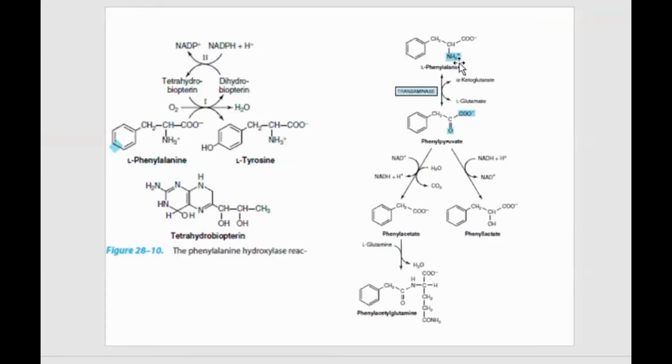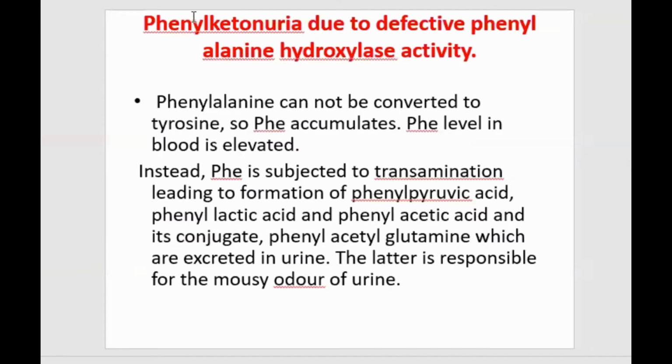See, the phenylalanine, now instead of being acted upon by phenylalanine hydroxylase, will be acted upon by transaminase. While converting it to phenylpyruvate, the amino group is removed, and a keto acid is formed, phenylpyruvate. Phenylpyruvate can be decarboxylated to form phenylacetate, which conjugates with glutamine to form phenylacetyl glutamine, which is responsible for the mousy odor of the urine. And phenylpyruvate can also be converted to phenyllactate. Because phenylpyruvate and phenylacetate are keto acids which are excreted in urine, this condition is called phenylketonuria, excretion of phenyl ketone bodies in urine.